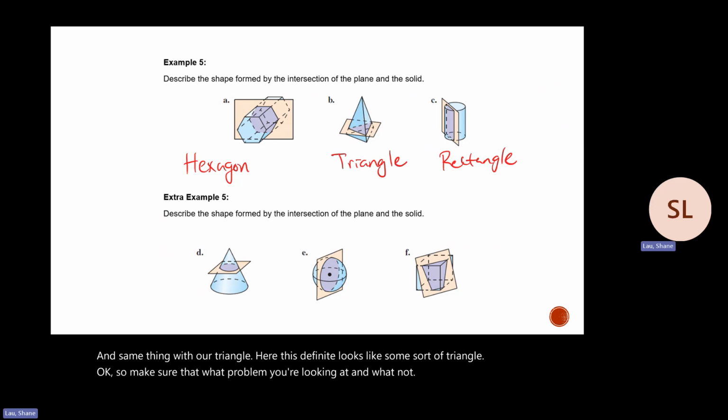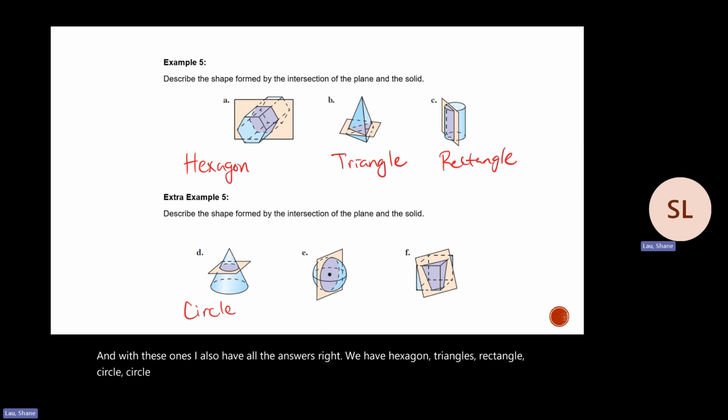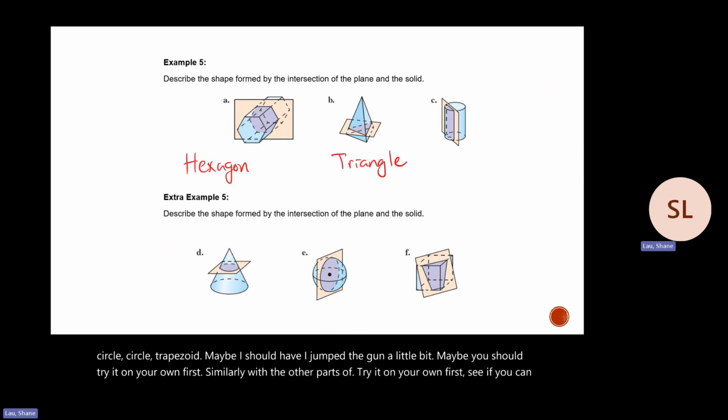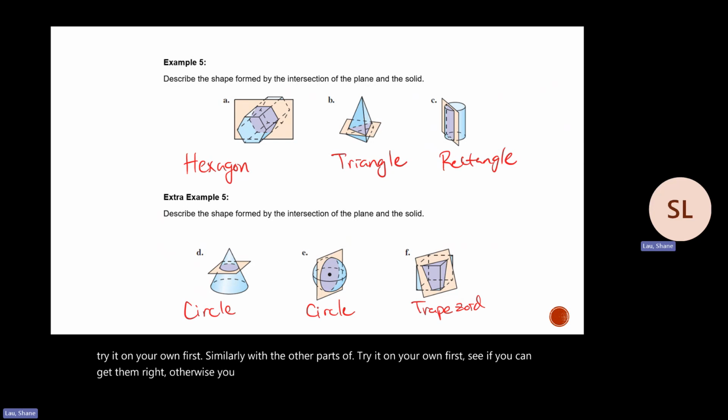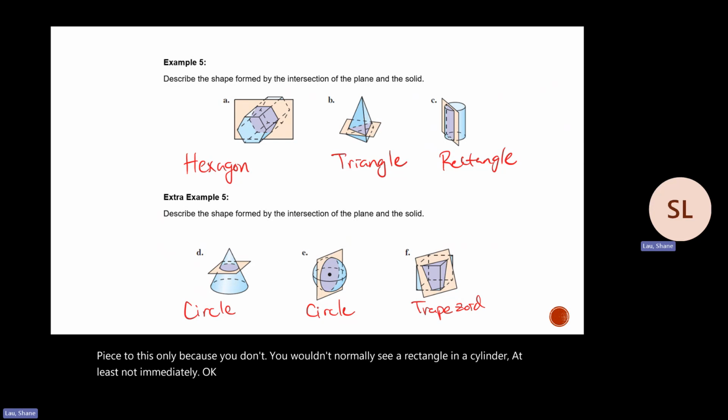And with these ones, I also have all the answers, right? We have hexagon, triangle, rectangle, circle, trapezoid. Maybe I jumped the gun a little bit. Maybe you should have tried it on your own first. Similarly with the other parts, try it on your own first, see if you can get them right. Otherwise, you already have the answers here. Okay. Nothing too difficult, I don't think. Although part C is definitely an interesting piece to this, only because you wouldn't normally see a rectangle in a cylinder, at least not immediately. Okay, so cylinder is going to be interesting. And actually, we're going to talk about cylinder in the next slide.